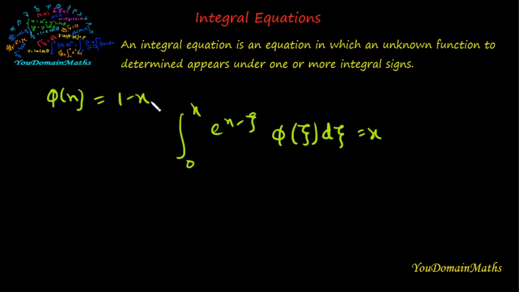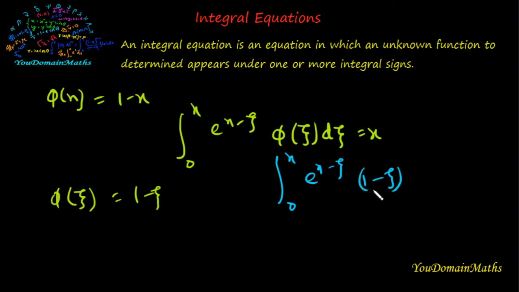The question: show that the function is a solution of the integral equation. We take it in a very simple way. Phi of x equals 1 minus x, so phi of xi equals 1 minus xi. That is very simple. Putting these values in here, we can write the integral from 0 to x of e to the power (x minus xi) times (1 minus xi) dxi on the left side.